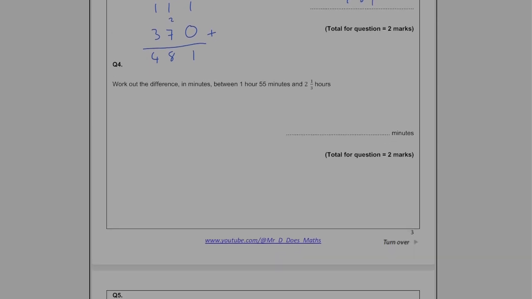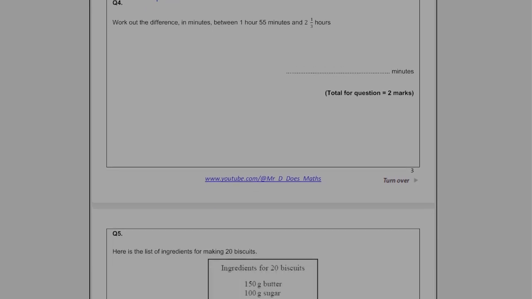Question 4. Work out the difference in minutes between 1 hour and 55 minutes and 2 1/3 hours. So I'm going to convert these both into minutes. The first value is already in minutes, so I'm going to say that 2 1/3 hours is equal to 2 hours, and a third of an hour is 20 minutes. So I want the difference between these two values, 1 hour and 55 and 2 hours and 20. I'm going to do this using the chunking method, just because I think this is quite useful.